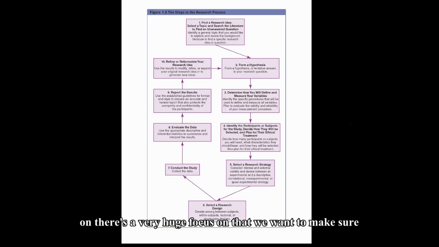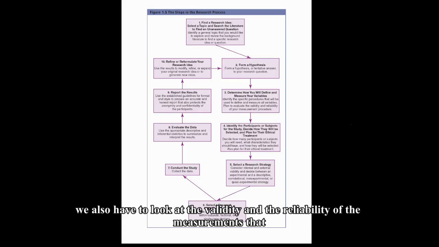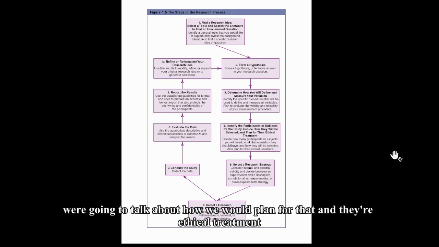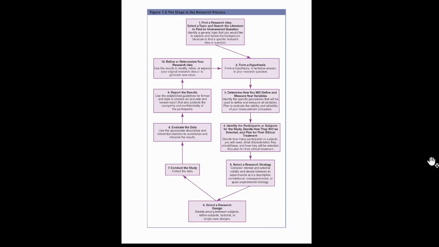There's a very huge focus on that. We want to make sure that the way we're measuring our variables is very well defined, because that helps us and other researchers understand what it is that you're doing. We also have to look at the validity and the reliability of the measurements that we're using. Step 4 was our subjects and participants. We're going to talk about how we would plan for that and their ethical treatment.